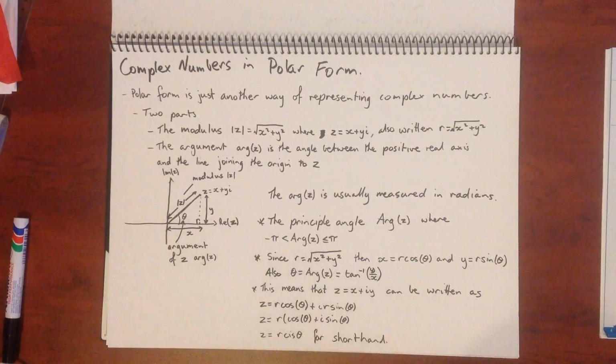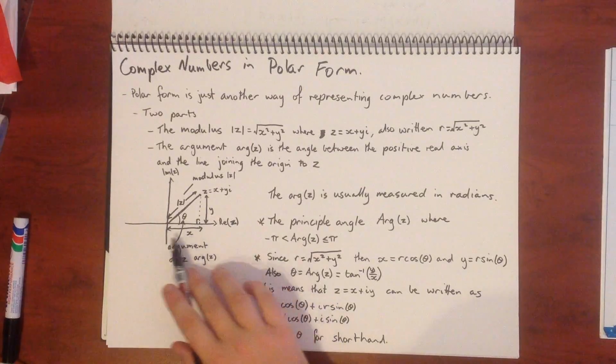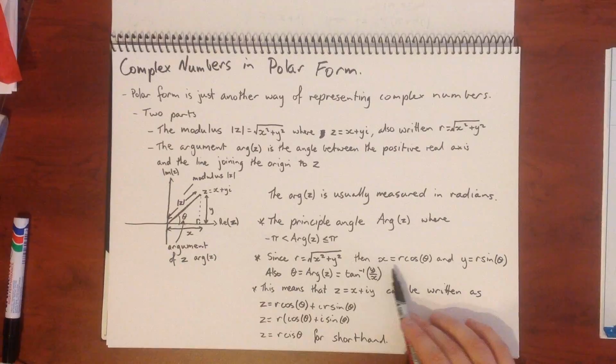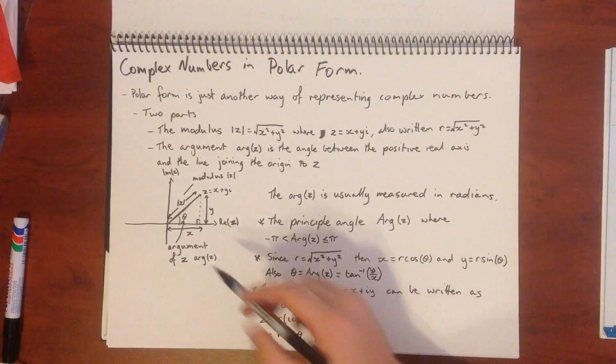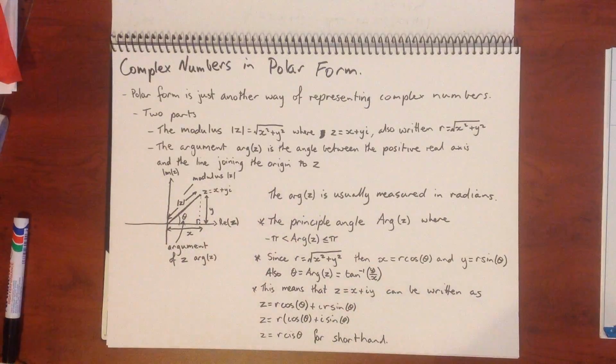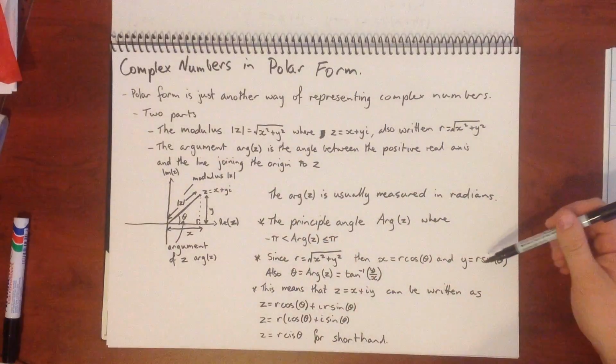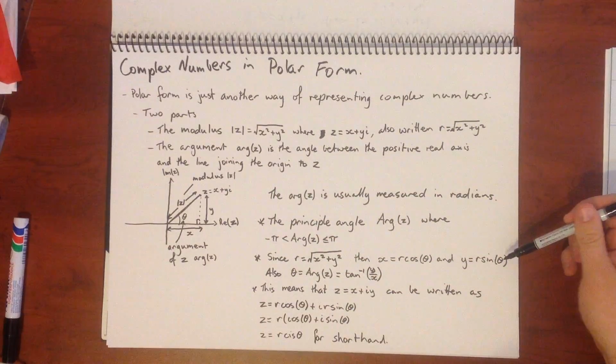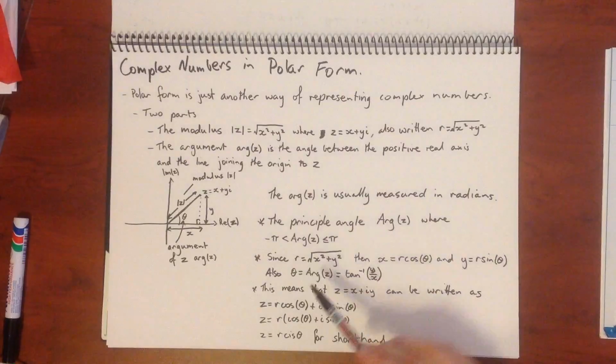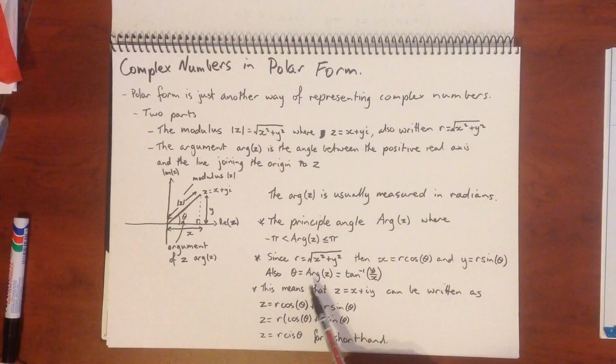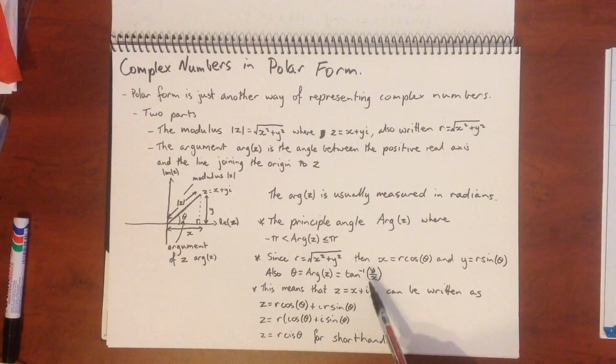Now, since r equals the square root of x squared plus y squared, our x part here can be given by r cos theta. That's our angle theta in there, and y is given by r sin theta. Also, we find that theta is equal to the argument of z, capital A, the principal angle, and that's found by doing the inverse tan of y over x.